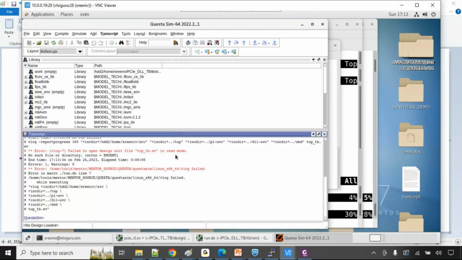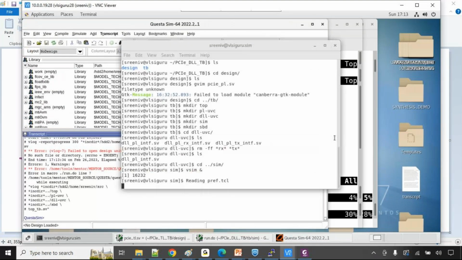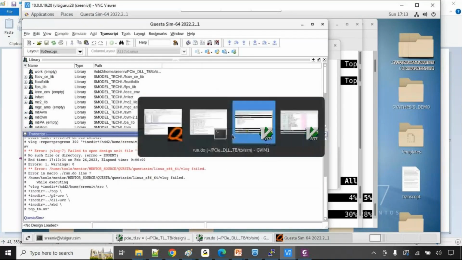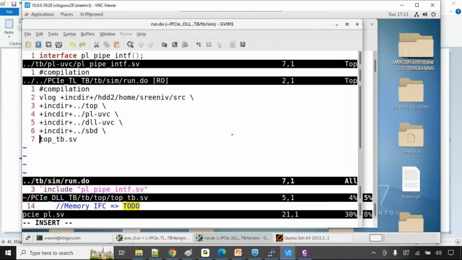Okay, top TB didn't find. So what to do if top TB didn't find? What I have to do is give the top TB path. Top TB.